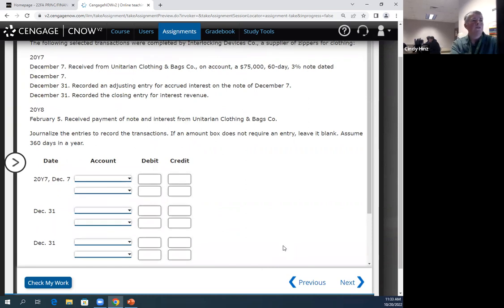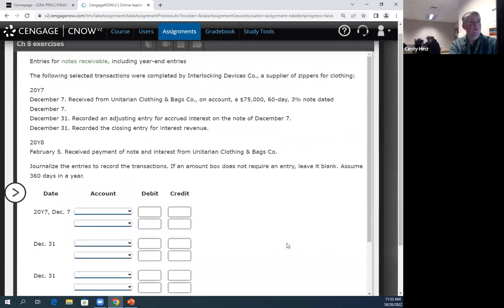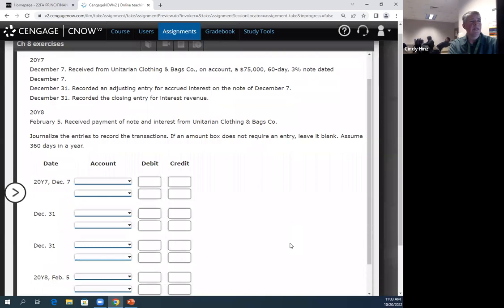The following transactions were completed by Interlocking Devices Incorporated, a supplier of zippers for clothing. On December 7th, they received from Unitarian Clothing and Bags Company on account $75,000, a $75,000 60-day 3% note dated December 7th, Pearl Harbor Day. So this is a note rather than account receivable. We know it's a note receivable because it includes interest.